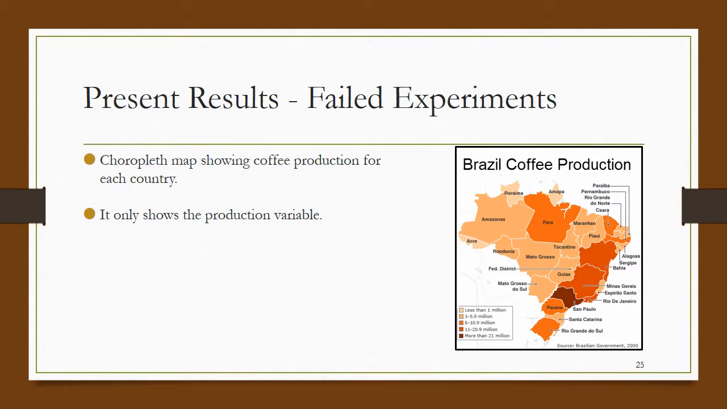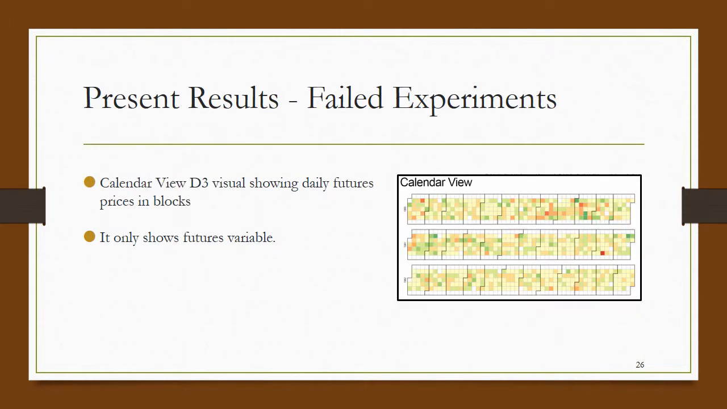Communicating information visually is a big part of this project, so I'm going to describe some of my failed experiments. I initially wanted to use a choropleth map showing production amount for each country, but then realized this would highlight only one variable rather than the relationship between the variables. The next failed experiment was adding a calendar view where a user could hover over a block on the calendar to see that day's future price. Again, this visual was not included since it would not emphasize the relationship between the variables.